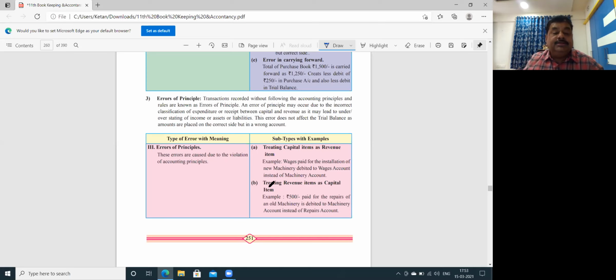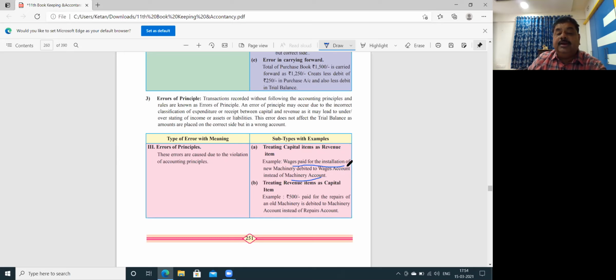Errors of principles are caused due to the violation of accounting principles. Here an example is given: treating capital items as a revenue expenditure. I just gave an example: wages paid for installation of new machinery debited to wages account instead of machinery account. Wages paid for installation of machinery should be debited to machinery account.